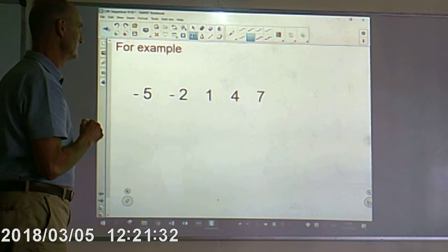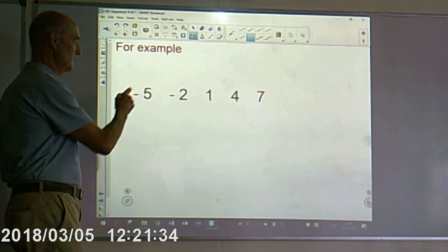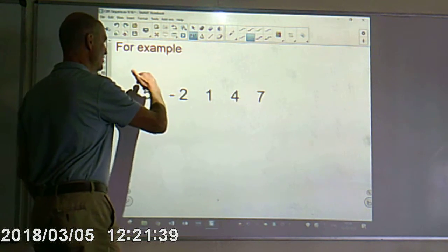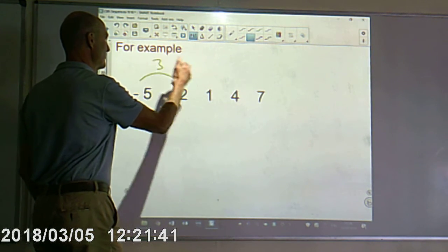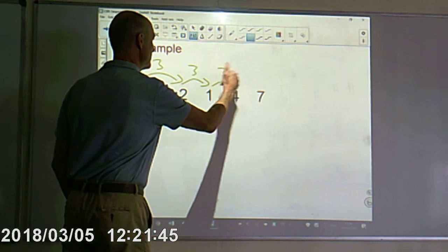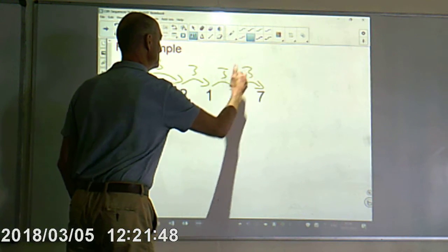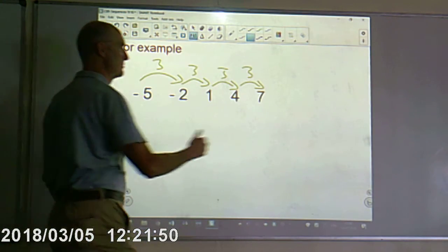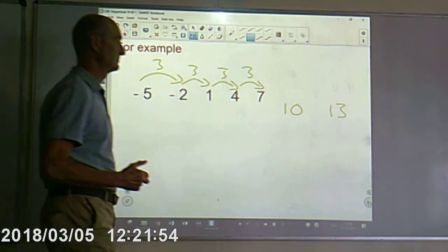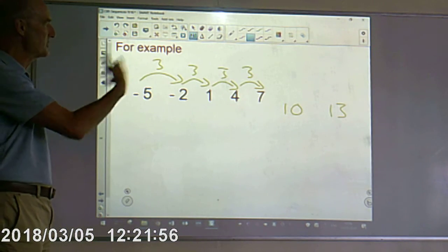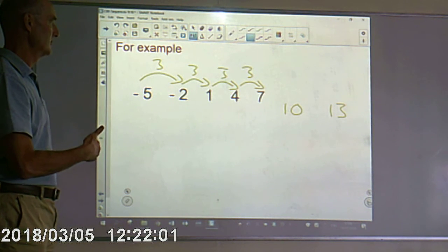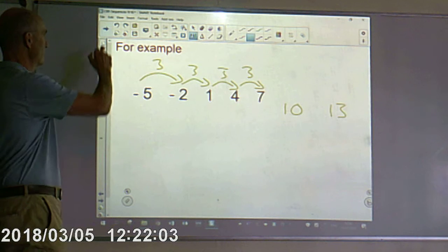What about this one? -5 to -2 to 1 to 4 to 7. Actually, we're going up 3 each time. We're increasing by 3 each time. Okay, so our next 2 terms are going to be 10 and 13. It's the same difference between the numbers, it's 3.